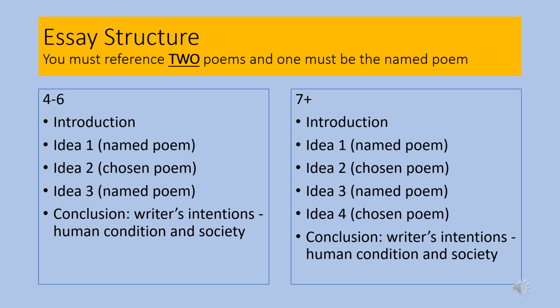For grade 7+, in your introduction, make sure that you compare both poems. Use idea 1 from the named poem, idea 2 from the chosen poem, idea 3 from the named poem, idea 4 from the chosen poem, and then a conclusion: writer's intentions, talk about the human condition and society.